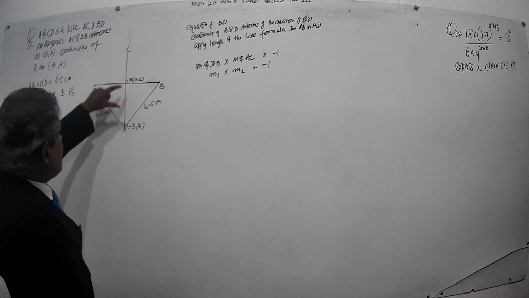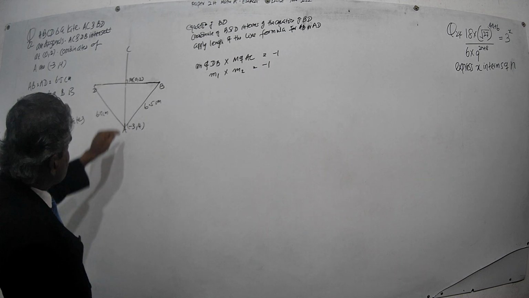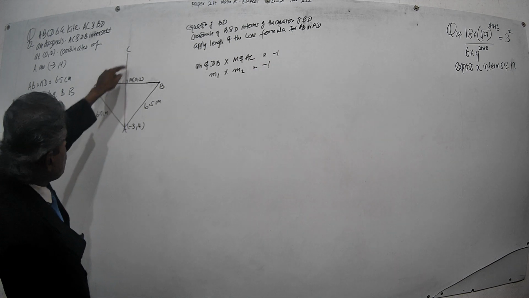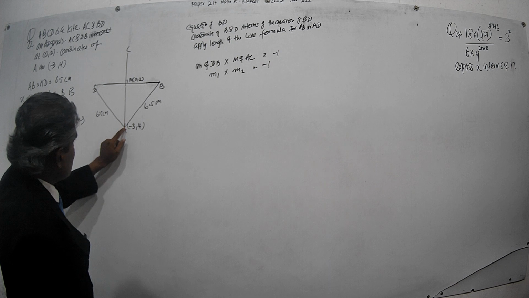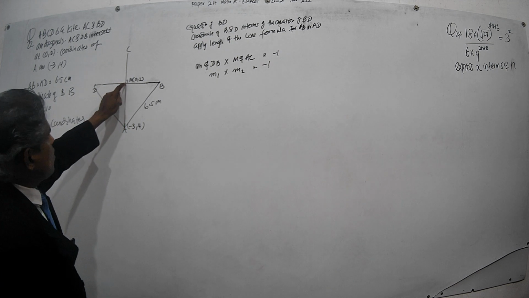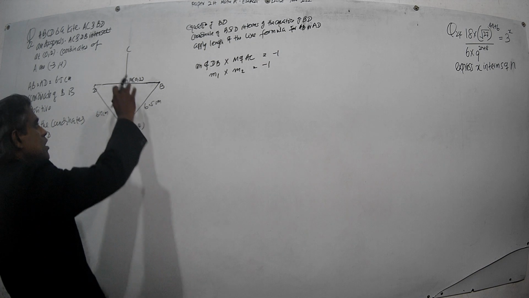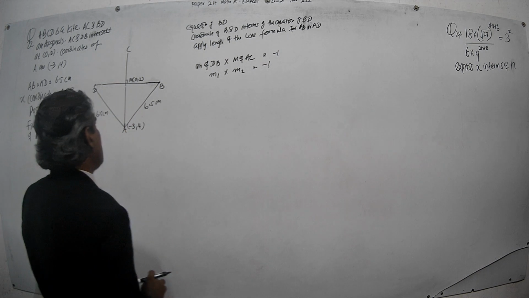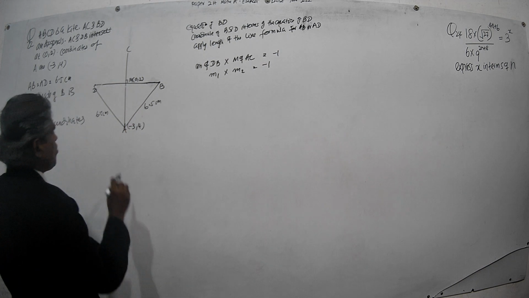Then the gradient of AC can be found here. Because we have the coordinates of two points on AC, that is, the coordinates of A and the coordinates of this intersection point, which is the common point for BD and AC both, we apply the gradient formula using these two.